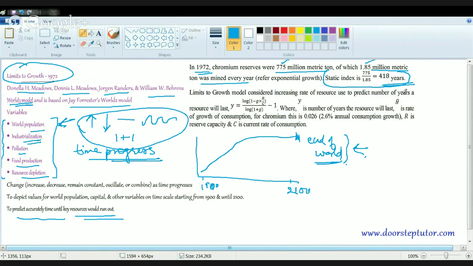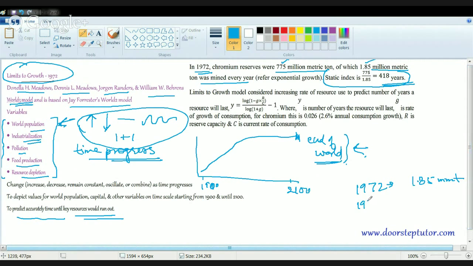But in limits to growth, what happens is we are increasing the rate of using the resource. So say in 1972, we were using 1.85 million metric tons. In 1973, we would be using 1.92. Then in 1974, we would be using, say, 1.98. Then in 1975, we would be using 2.00. So what's happening? We are increasing our use of that resource.